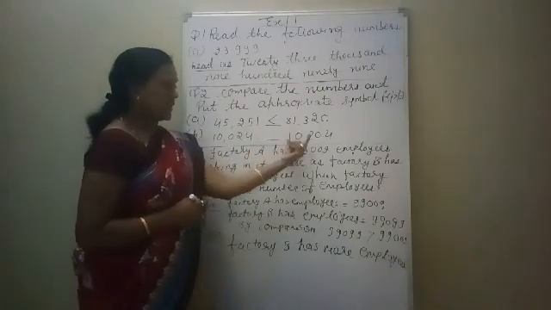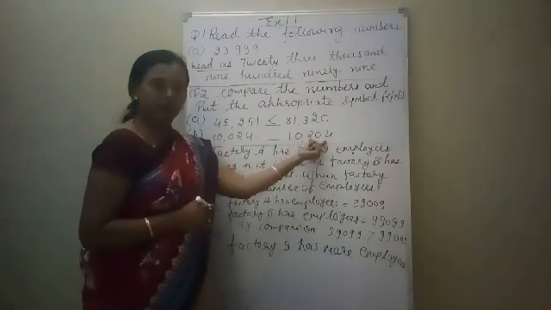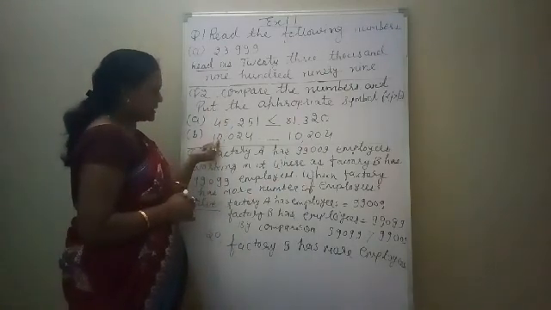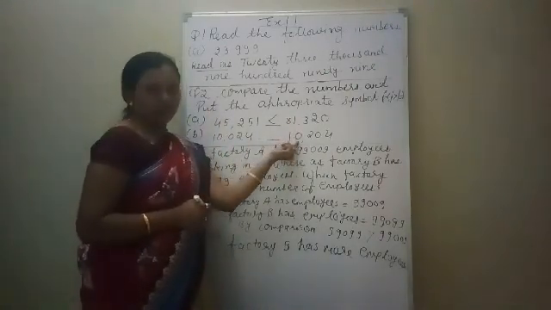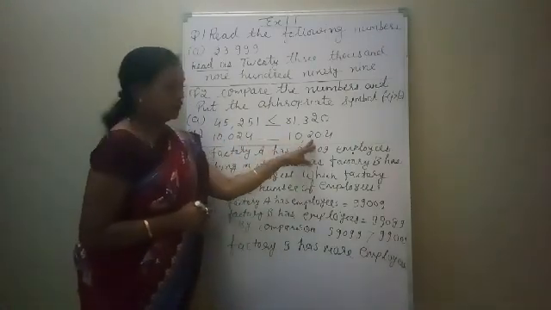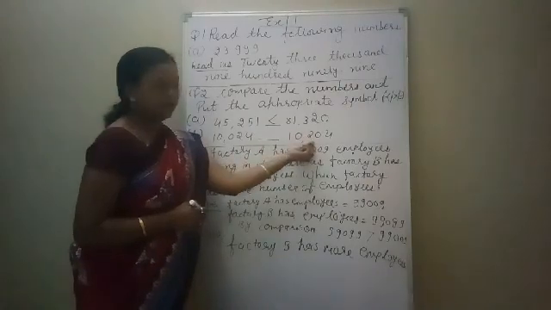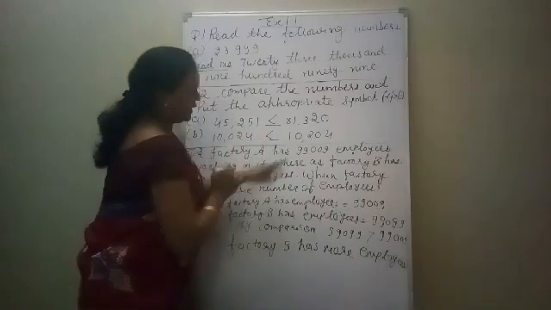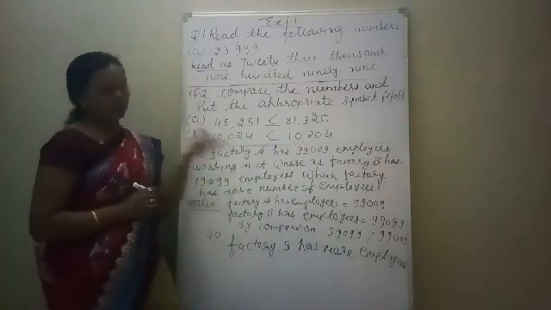Come to part B. 10,024, and the second one is 10,204. So which one is bigger? When we see the two numbers, the starting two digits are equal. But the third one, this is 0 and this is 2. So which one is bigger? 2 is bigger than that. It means the second number is bigger than the first one.